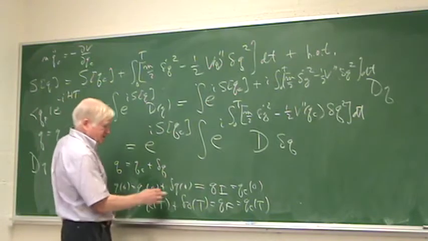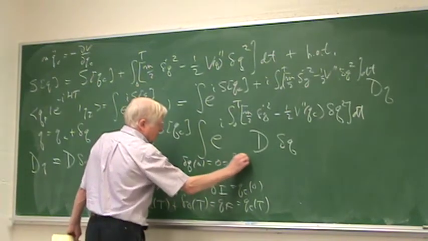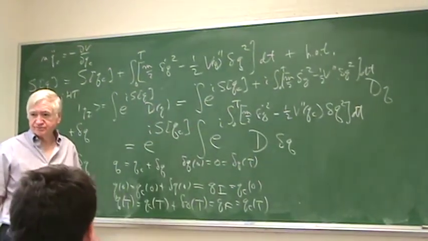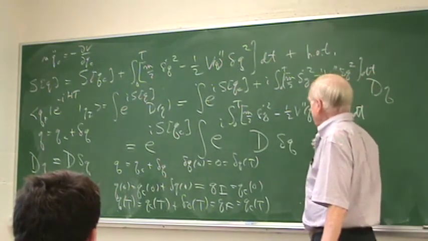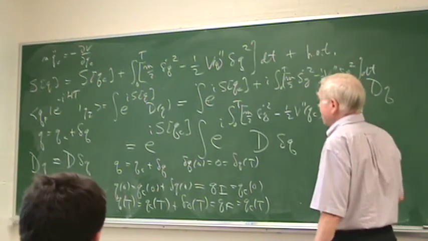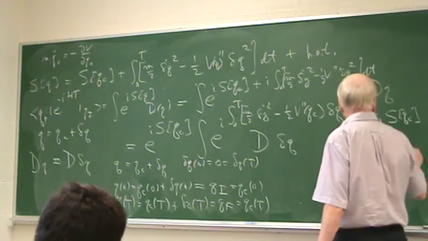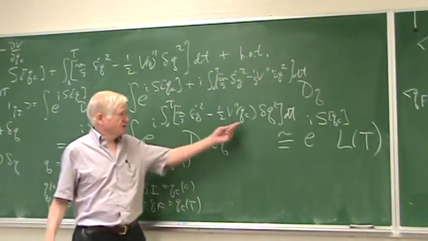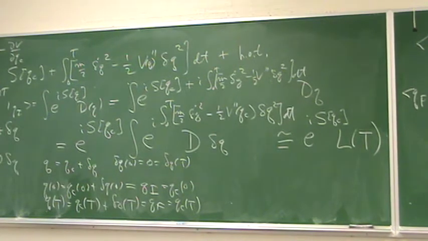So delta Q of 0 is 0, and also delta Q of T is 0. So this is an integral over all loops that go from 0 to 0. So this is a path integral over loops. That means that the approximation of the amplitude is e to the i times the action of the classical path, times something that we can call L of capital T. It's independent of Qi and Qf because it's an integration over loops.